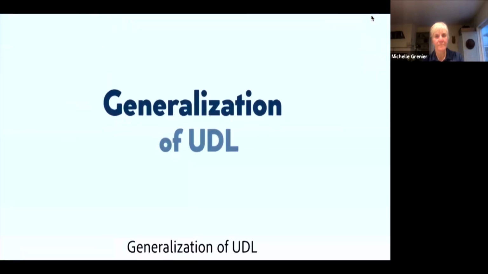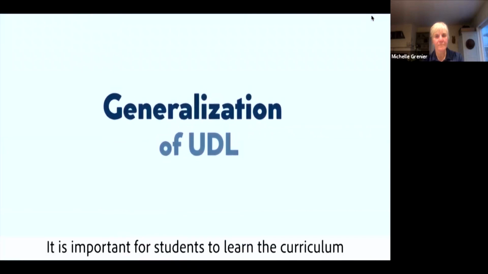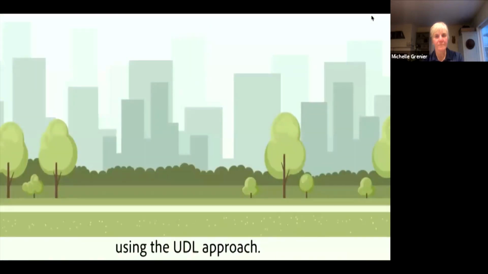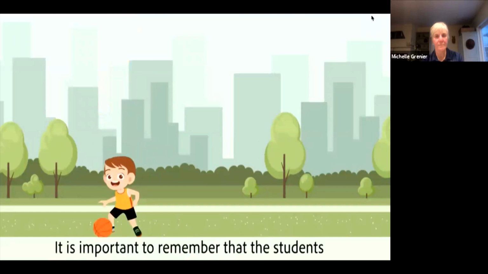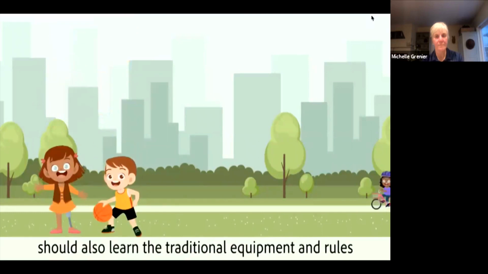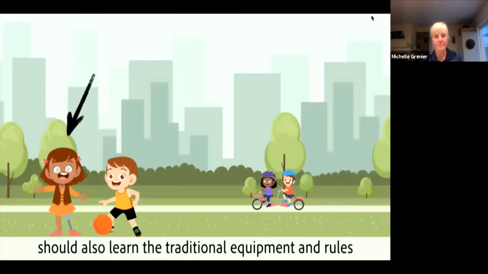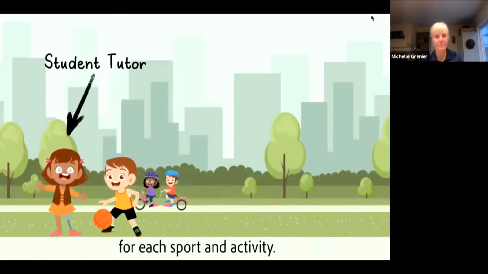Generalization of UDL. It is important for students to learn the curriculum using the UDL approach. It is important to remember that the students should also learn the traditional equipment and rules for each sport and activity.